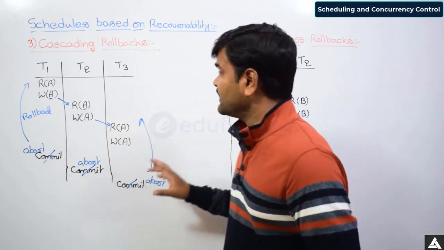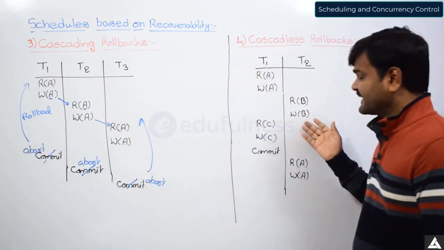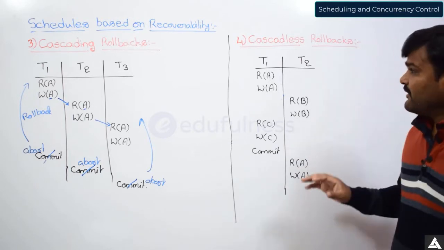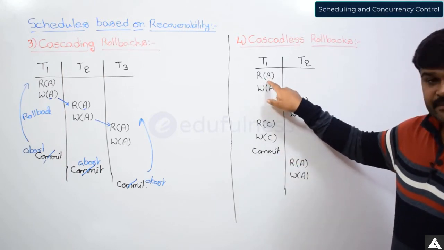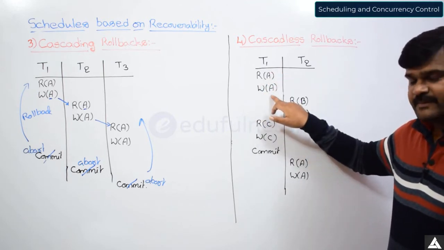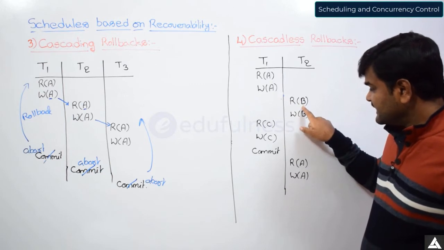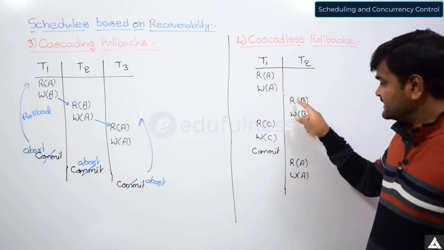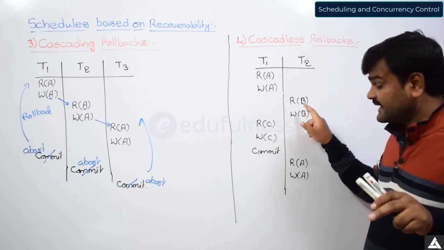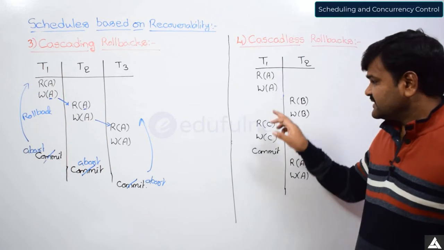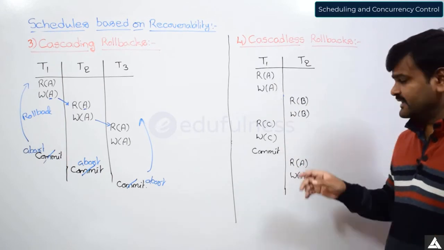Now let us see the next one, that is cascadeless rollbacks. We have seen cascading rollbacks, and cascadeless is the opposite of that. It is very simple, just observe this one. First, transaction T1 reads data item A and writes it back. Here T2 reads data item B. This is not at all a dirty read. If you are reading the same data item, then that is a dirty read. Here you are not reading the same data item. A is one data item, B is another. One data item is written and you are reading another, so there is no relation between them. You simply read data item B and write it back.